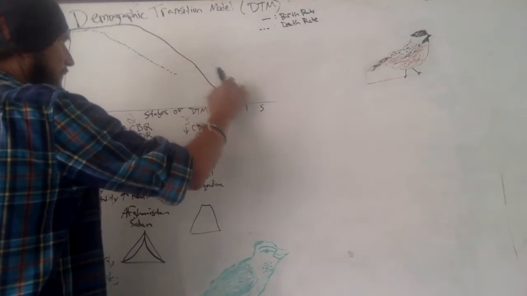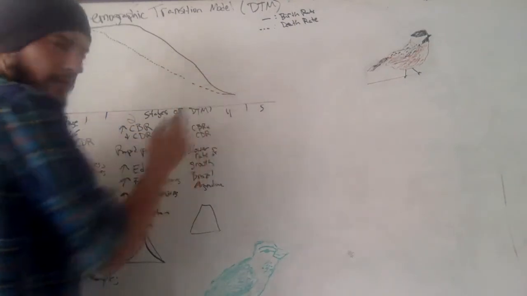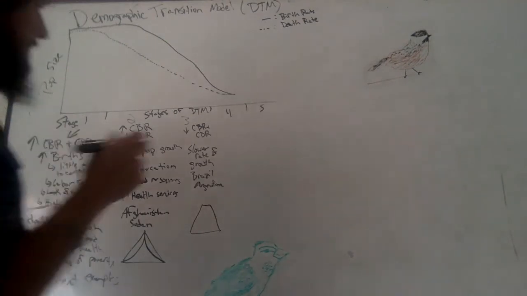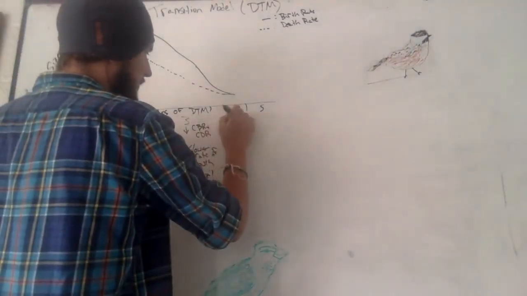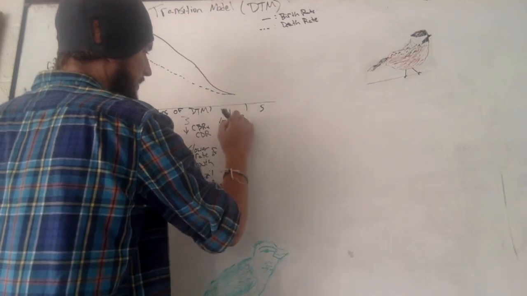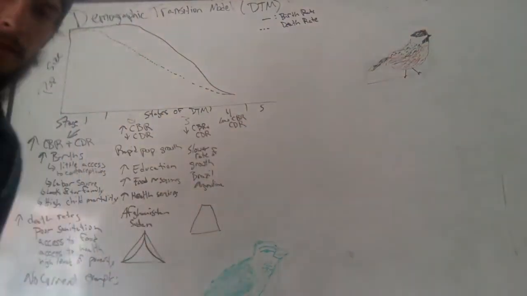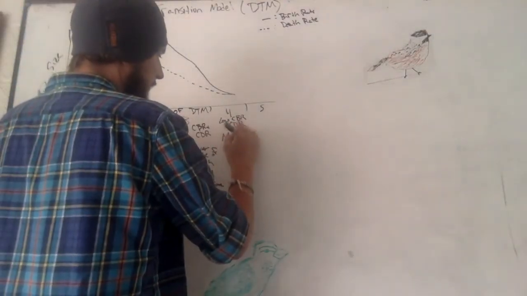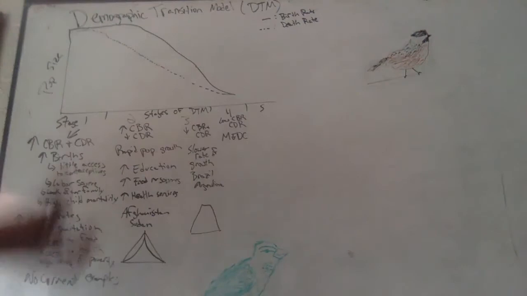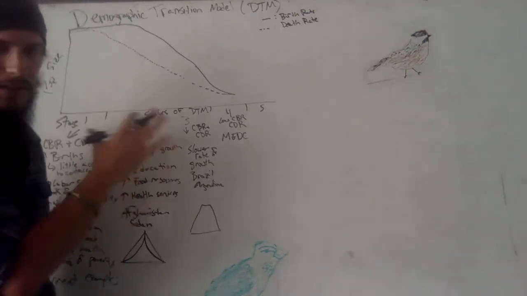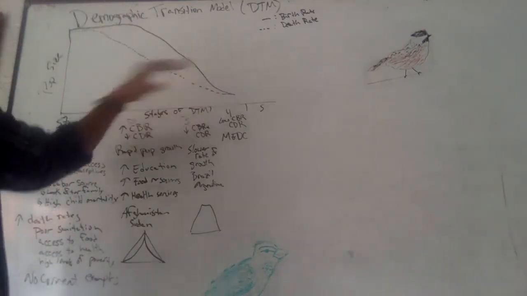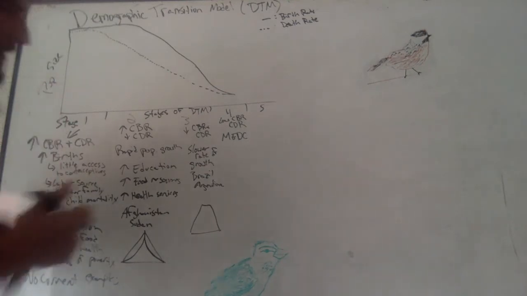Then we get to stage 4, and by this point, birth rates and death rates are both relatively low compared to a lot of the places. So again, low birth rates, low CBR, and low CDR, low death rates too. These are the more economically developed countries, right? So as our economies have grown and developed, we can support more people. We have better access to contraceptives, to family planning, so that birth rate has come down. We also have really good access to healthcare, things like that.